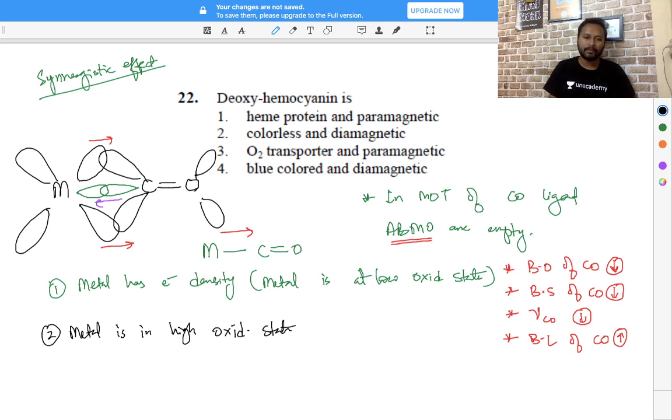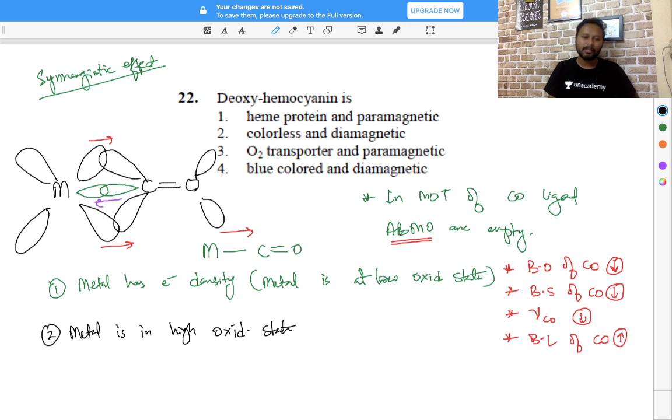Now this effect is called synergistic effect, because it is an effect happening for both of them. When the carbonyl needs electrons, the metal gives them to the carbonyl, and when the metal needs electrons, the carbonyl gives them back to the metal. So this is the effect called synergistic effect. It means the effect is happening simultaneously: electron shift from metal to carbonyl and from carbonyl to metal. That's the only thing over here.